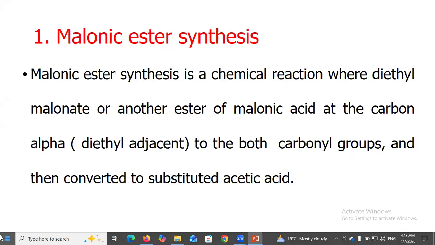Malonic ester synthesis. Malonic ester synthesis is a chemical reaction where diethyl malonate or another ester of malonic acid adds a carbon alpha, adjacent to both carbonyl groups, and is then converted to a substituted acetic acid.